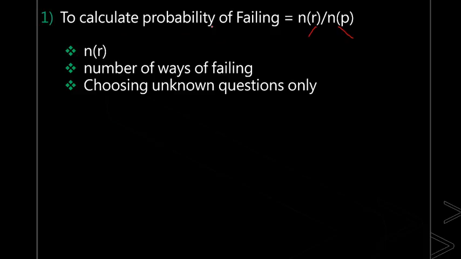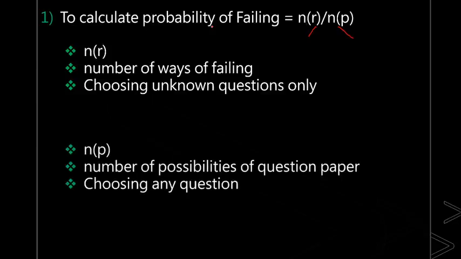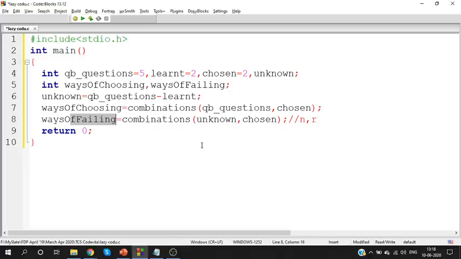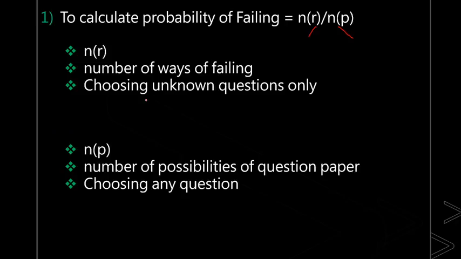I have calculated the ways of failing, right? Now, next step, we need to calculate the number of possibilities of question paper. Have we done this already? The number of possibilities of the question paper means from the total questions, how many ways can I choose? Yes, that is also already done. So I have both the values. I have n of r, I have n of p, right? So how will we calculate probability of passing?